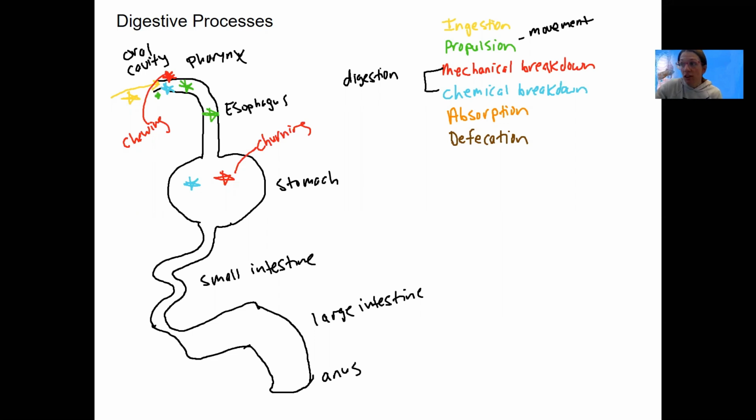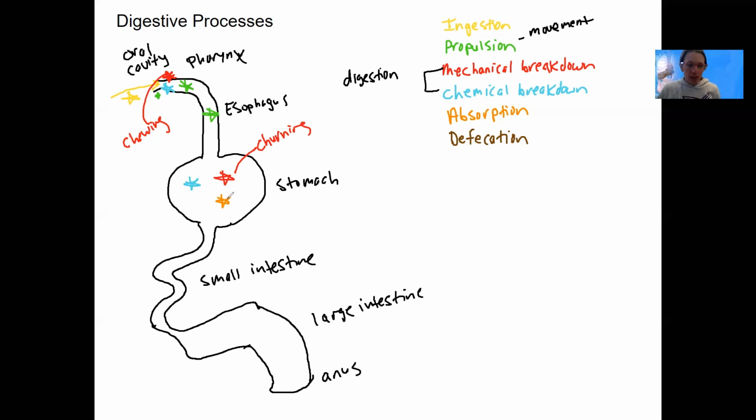Absorption starts here. Not everything is absorbed in your stomach, but some things are. So you may have heard, right, drinking alcohol on an empty stomach, you get drunker. That's quicker. That's because alcohol is absorbed by your stomach. So if the alcohol has access to the stomach epithelial cells, it will be absorbed. Many foods do not get absorbed in the stomach.